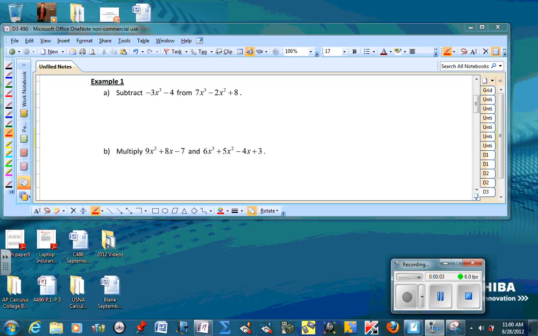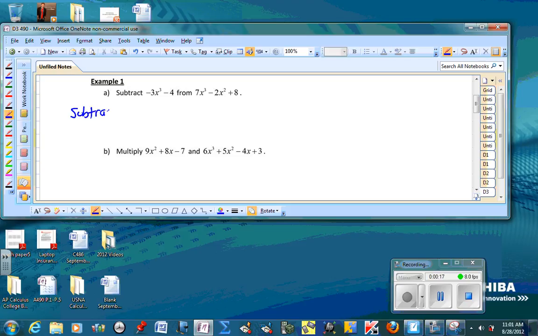Here in example 1, we're going to be performing operations on polynomials. So let's take a look at number 1, part A. We're asked to subtract a binomial from a trinomial. Now just to clear some things up, let's look at a simpler problem. If we're asked to subtract 3 from 10, what that means is, well, we're going to do 10 minus 3. And the answer is 7.